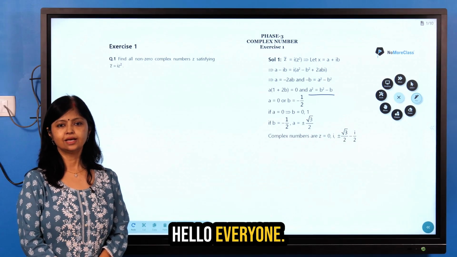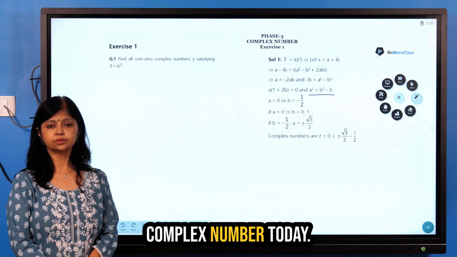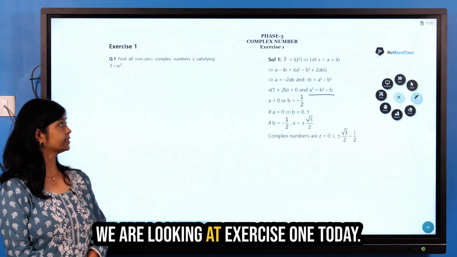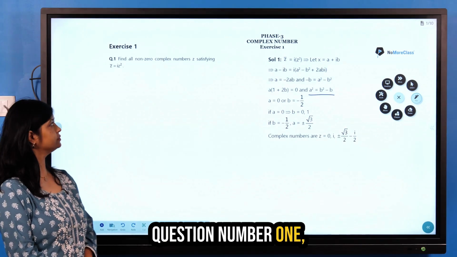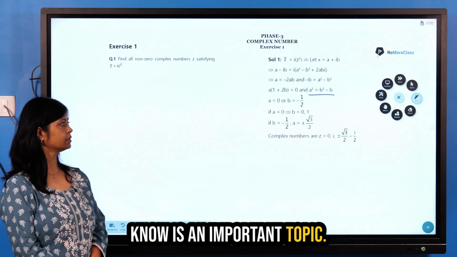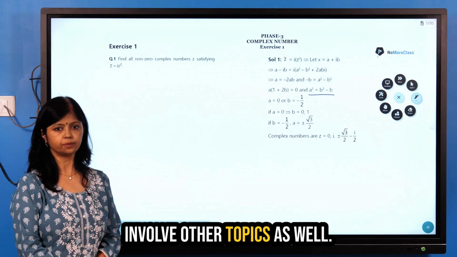Hello, everyone. We are looking at complex numbers today. It is a topic from our phase 3, and we are looking at exercise 1 today, question number 1. We start with that. And complex numbers, as we know, are an important topic. We'll see questions which involve other topics as well.